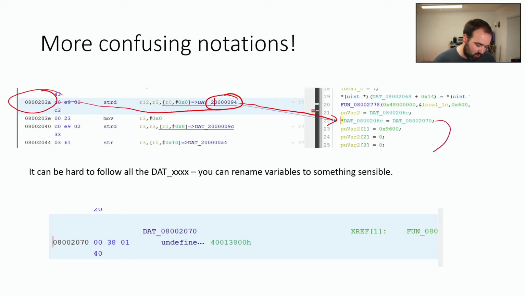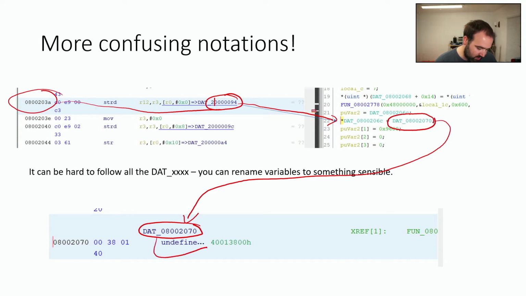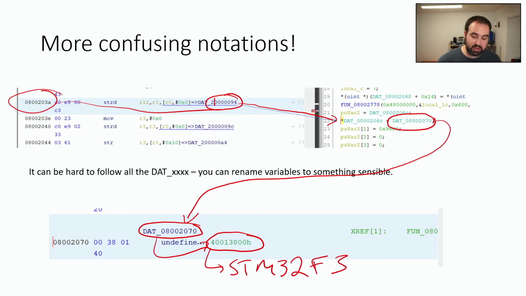So if we go here, again, we look at what this is. This is defined as this value here. Now this probably doesn't strike you as anything particularly interesting, but what makes it interesting is that I happen to know that on the STM32F3 device, this is in the address space of the peripherals. Any of these 4000 addresses is the address space of the peripherals.